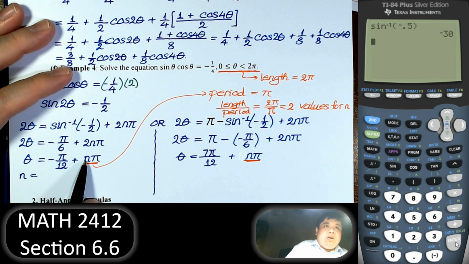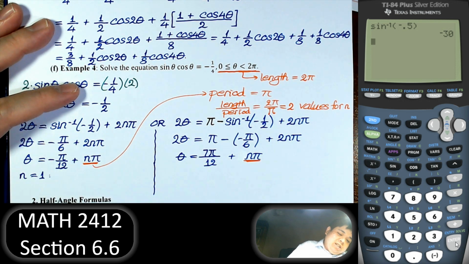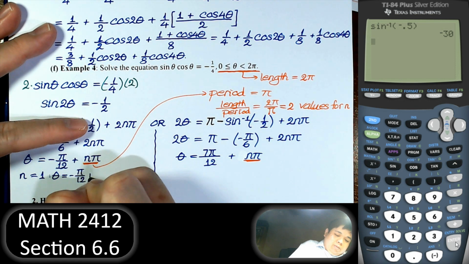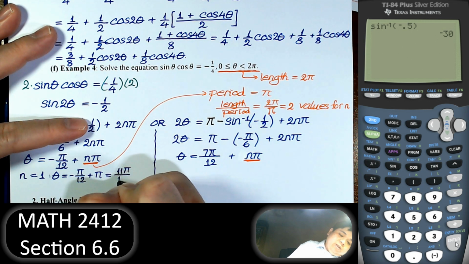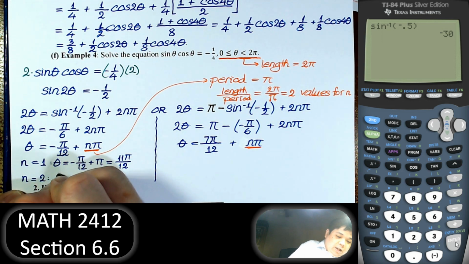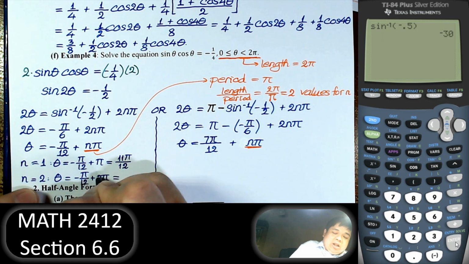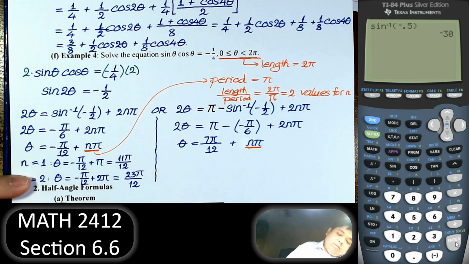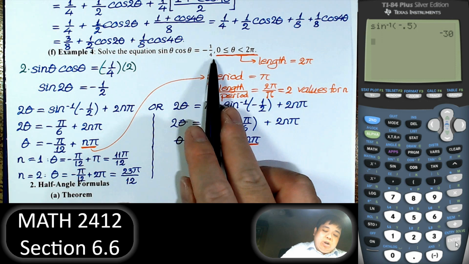Now if we choose n equal to 0, then that is negative. It's not going to work, right? So choose something bigger. So negative pi over 12 plus pi. That will be 11 pi over 12. So when n equal to 2, theta equal to negative pi over 12 plus 2 pi. That will be 23 pi over 12. Yeah, 2 values of n will work, and those two will work between 0 and 2 pi.